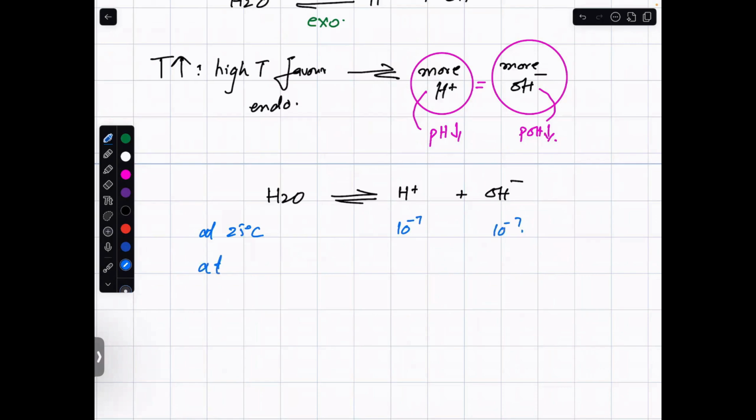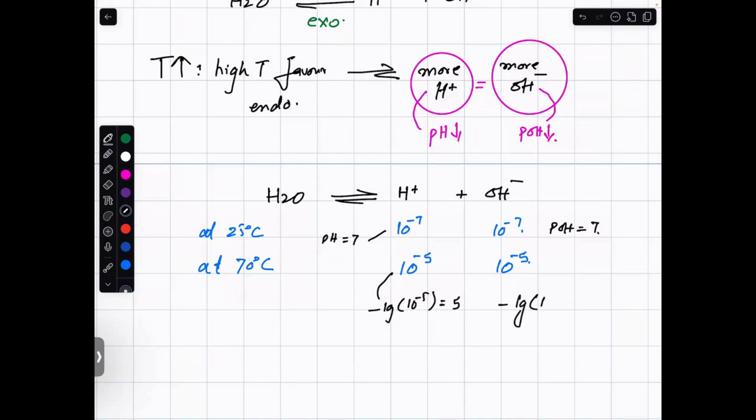Suppose, for instance, I'm assuming this value at 70 degrees Celsius, this value is minus 5, and it is also minus 5 for OH. The pH is 7, negative log of 10 power minus 7 and negative log of 10 power minus 7. The pOH is also 7. If I take the negative log of this, 5. Negative log of, see?